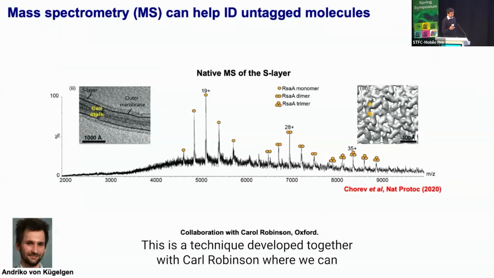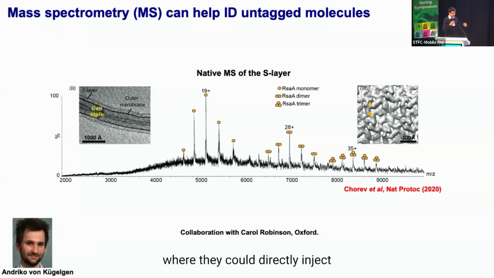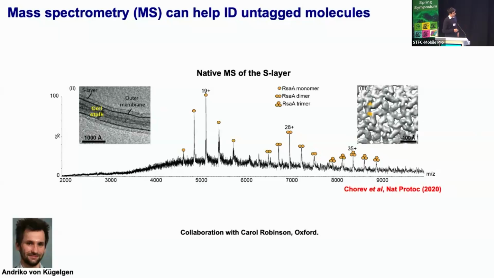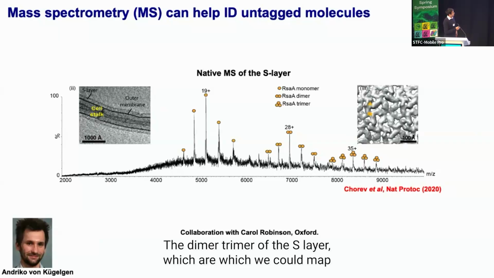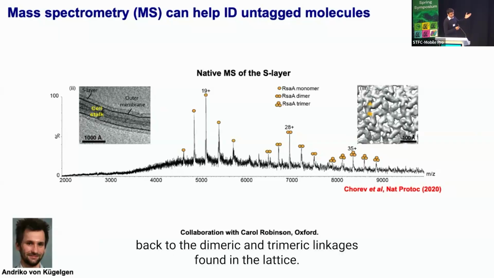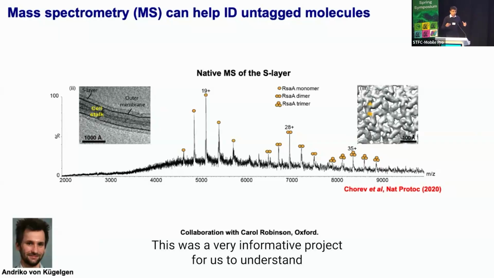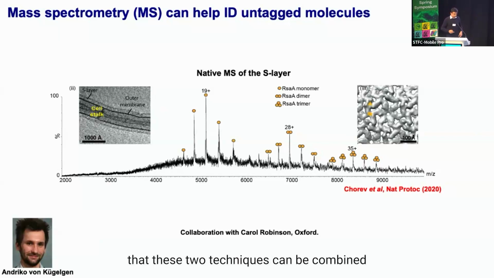This is a technique developed together with Carol Robinson, where they could directly inject these S layers bound to the membrane into the gas phase and do native mass spectrometry, where we could find the dimer and trimer of the S layer, which we could map back to the dimeric and trimeric linkages found in the lattice. This was a very informative project for us to understand that these two techniques can be combined.